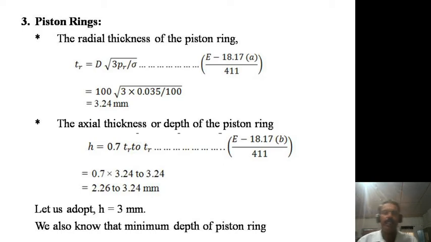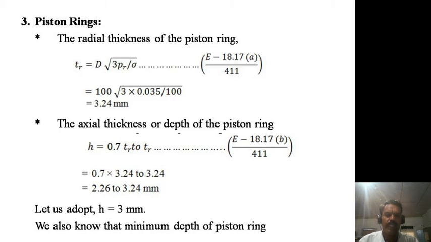Equation number 18.17a, page number 411. Therefore, TR, the radial thickness of the piston ring, is equal to D times the square root of 3 into 0.035 upon 100, where D value is 100. By simplifying it, you will get the TR value, that is 3.24.